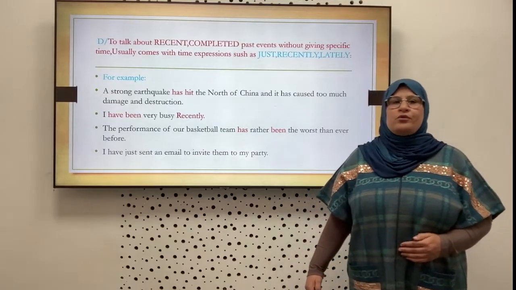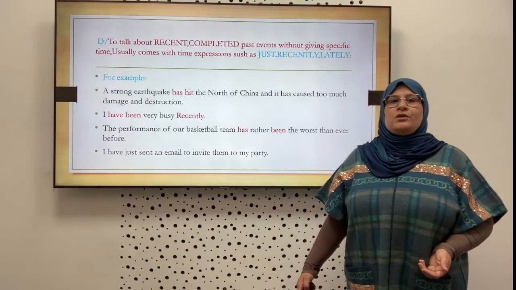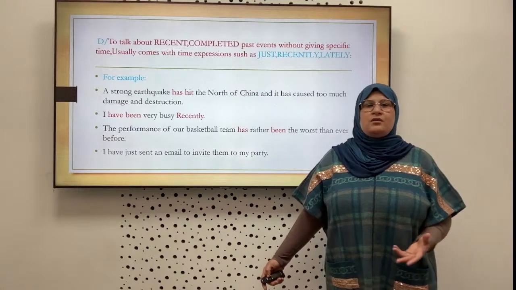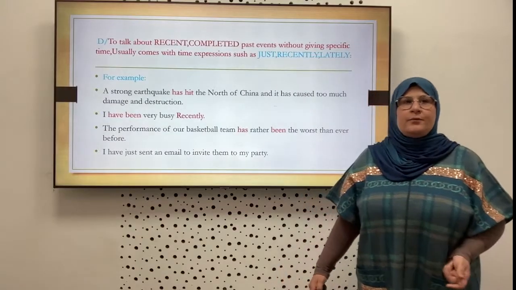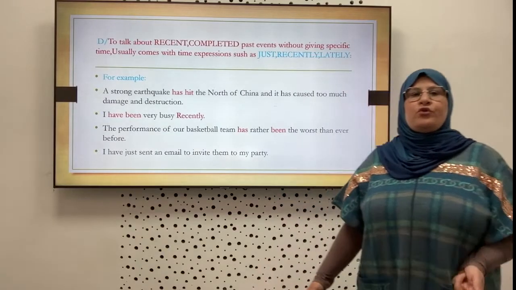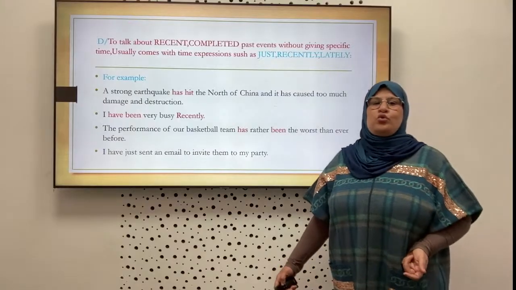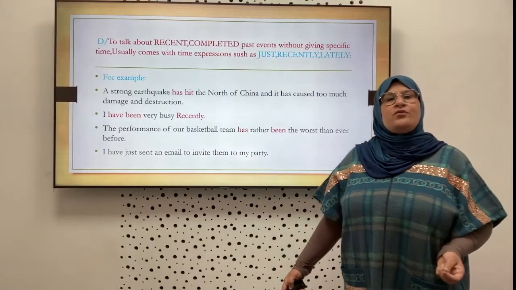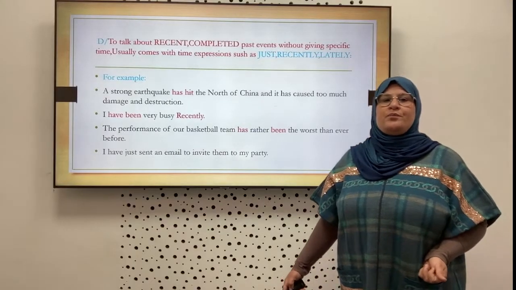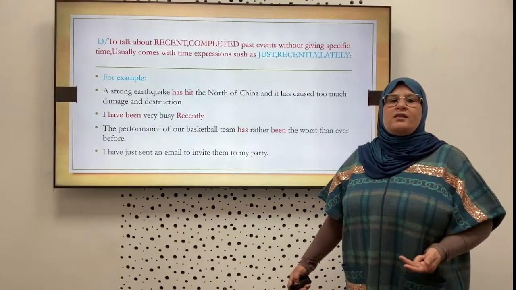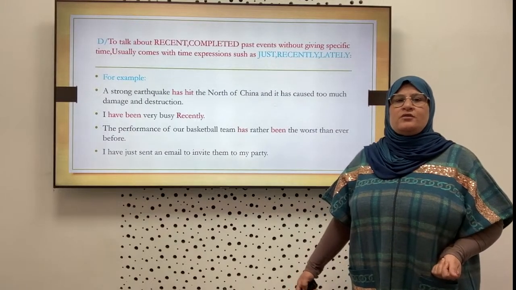D is another important and essential use of the present perfect simple. We usually use the present perfect simple to talk about a recent completed past event without giving a specific time. It usually comes with time expressions like just, recently and lately. For example, a strong earthquake has hit the north of China and it has caused a lot of damage and destruction. Example number two, I have been very busy recently. Example number three, the performance of our basketball team has been the worst ever before. Example number four, I have just sent an email to invite them to my party.